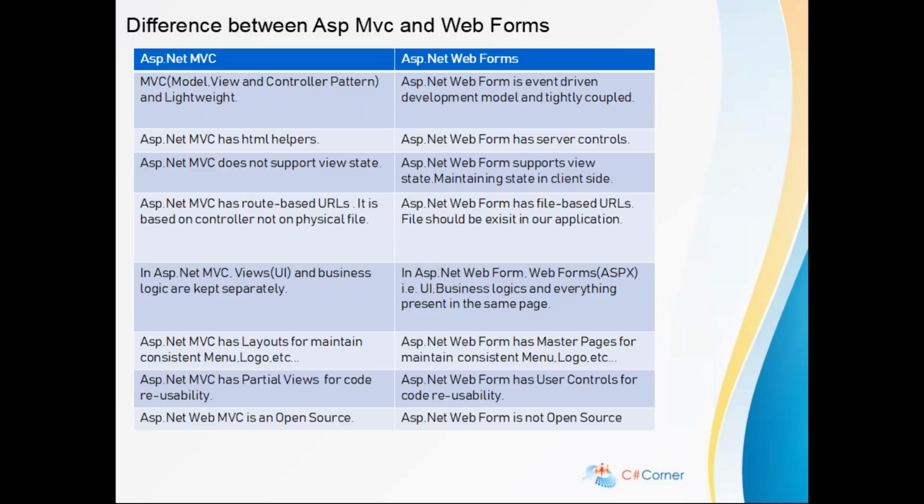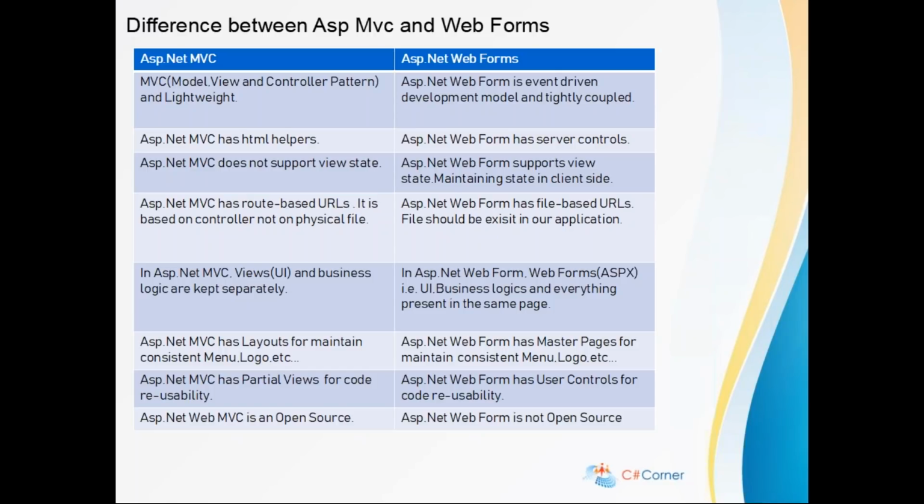In ASP.NET MVC, it is a route-based URL. It's based on the controller and not on the physical path, which means we have a route configuration in ASP.NET MVC, and we can create a route for our controller and action. When we redirect to a page, if the controller or the action does not exist in the URL, it will return a 404 error. The web form also returns a 404 error. The difference is that MVC checks the code file, but the ASP.NET web form checks the physical file.